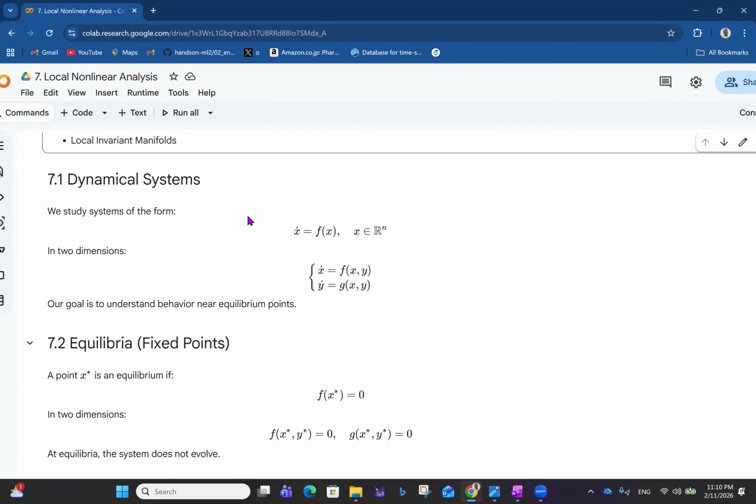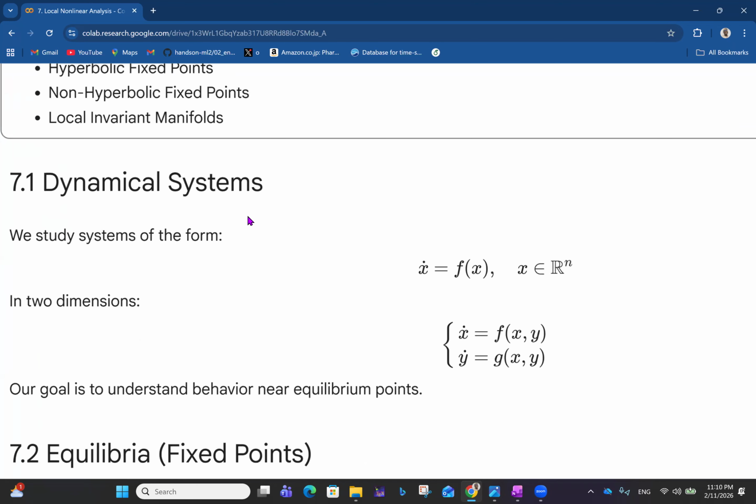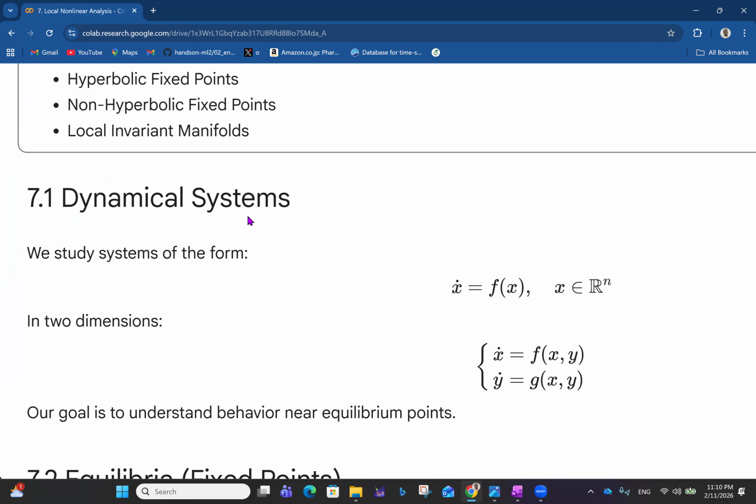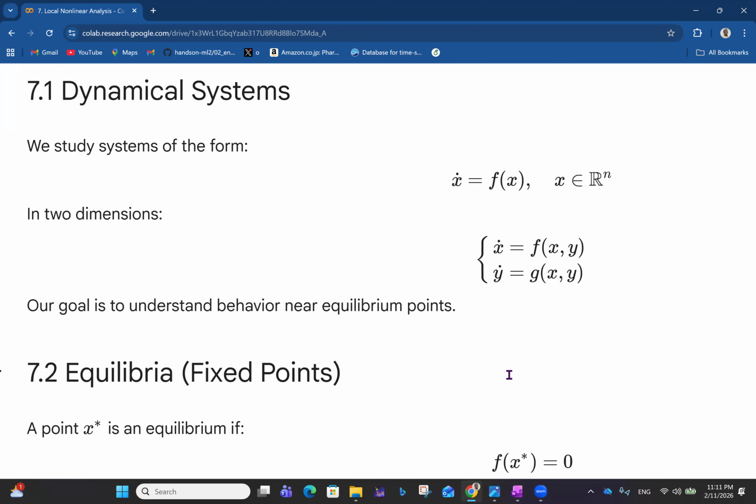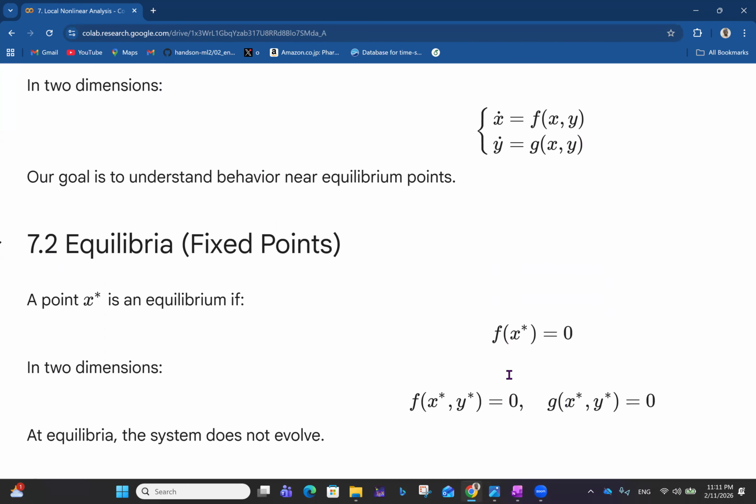Now, the first point here: generally speaking, we're looking at dynamical systems in this playlist altogether. Here we study systems of the form x dot equals f of x, where x is n-dimensional in nature. But then we can also look at it in two dimensions, where we have x dot equals f of x comma y, and y dot is equal to g of x comma y. And our goal is to understand behavior near equilibrium points. Now we've been doing that for linear systems. Now we go check the same thing for non-linear systems.